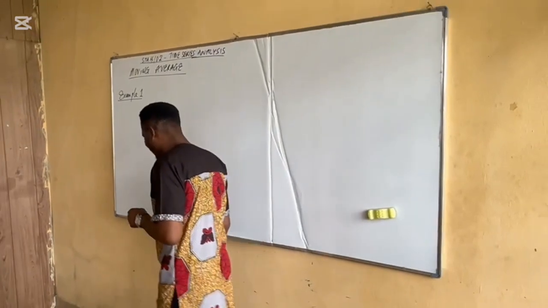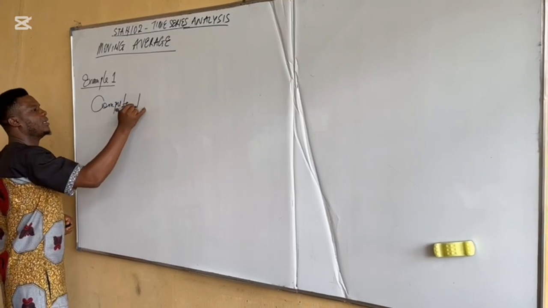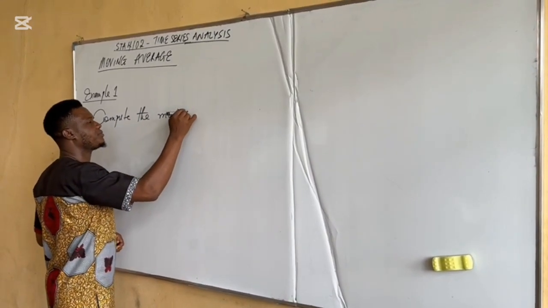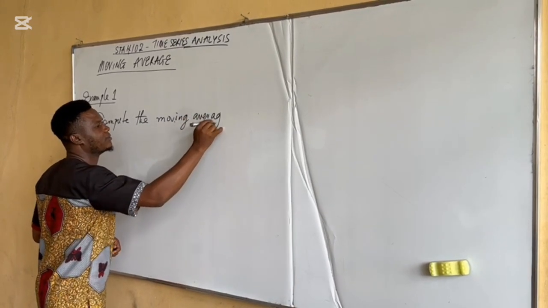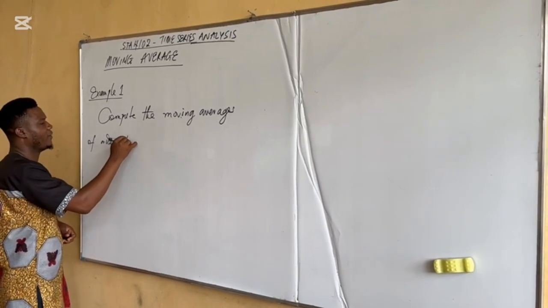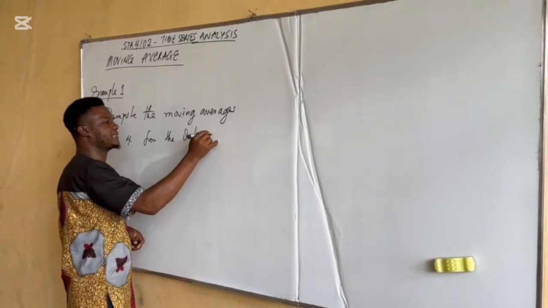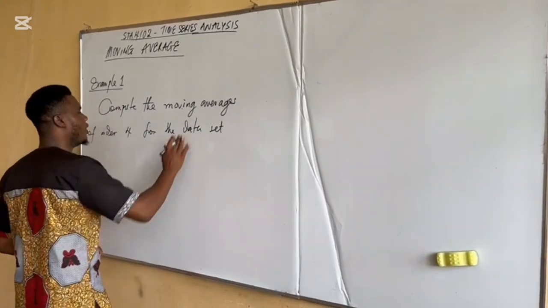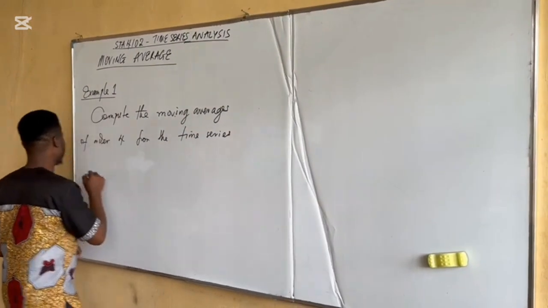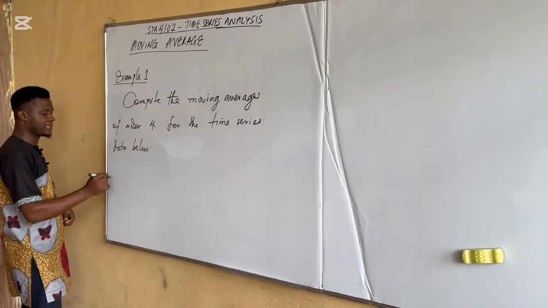So, the first example we are going to be looking at is: compute the moving averages of order 4 for the time series data below. So let's assume we have y.